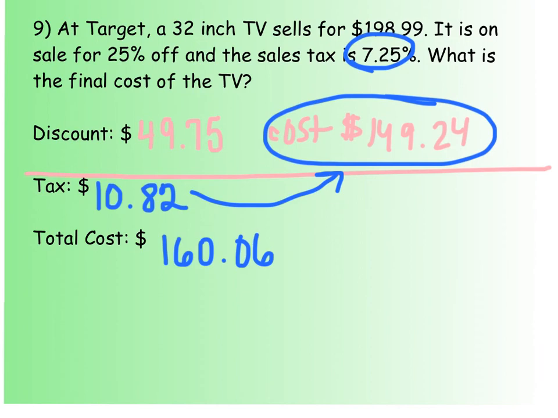Okay, so the amount of tax that you'd have to pay is $10.82. So what's important here is that we make sure that we add the $10.82 to our discounted cost of the TV. This gives us a total cost of $160.06. Nice job calculating tax, tips, and discounts.